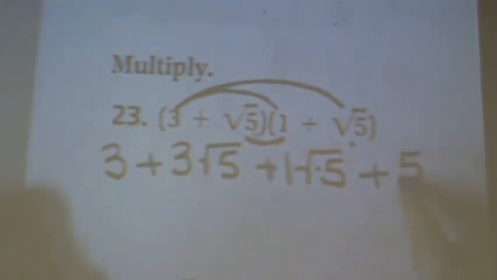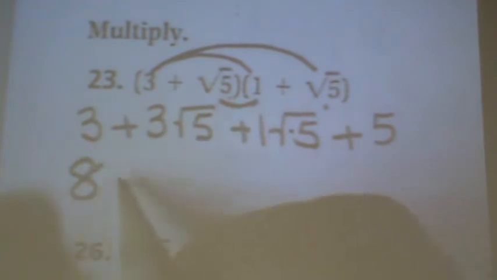Okay, 3 times 1 is 3. 3 times root 5 is 3 root 5, plus 1 root 5. What's root 5 times root 5? 5, good job. Okay, now what can we add together? 8 plus 8, 4 plus 4 root 5.